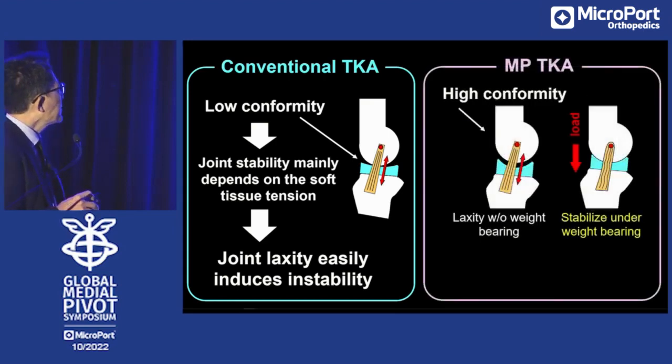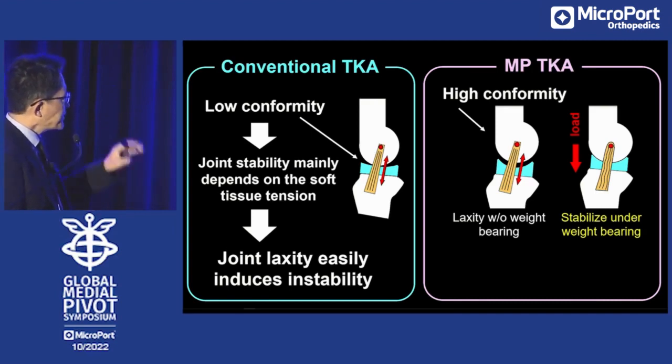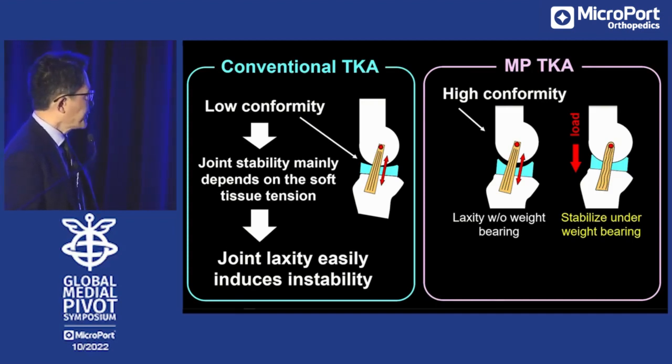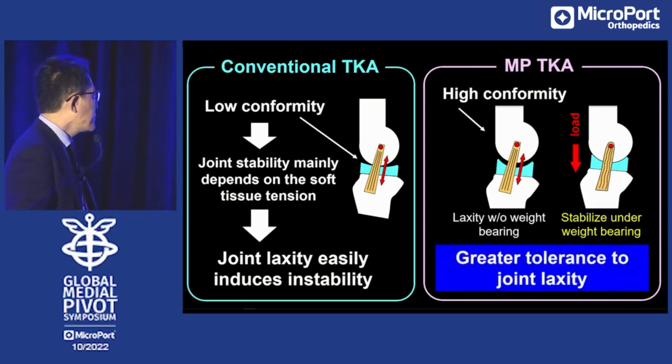In contrast, in Medial-Pivot TKA with high conformity, even if the knee shows a certain amount of laxity without weight bearing, such as under the traction force during surgery, the knee stabilizes once the ball-and-socket mechanism works under weight bearing. So those mechanisms were thought to be the reason why Medial-Pivot TKA had a greater tolerance to joint laxity.